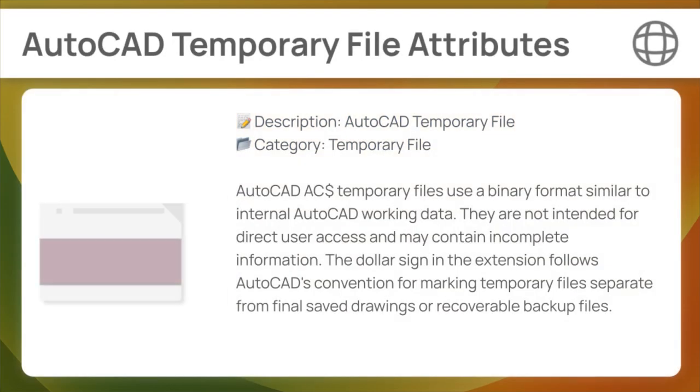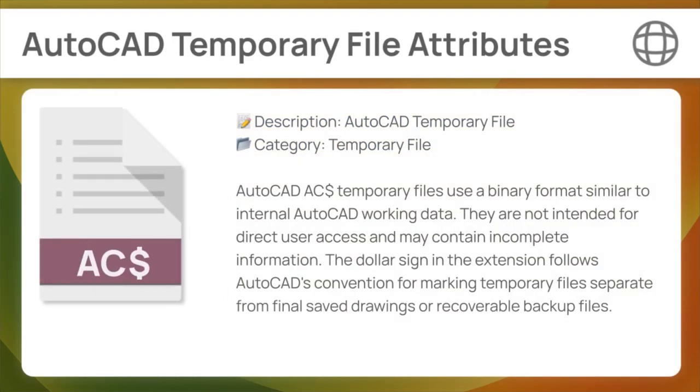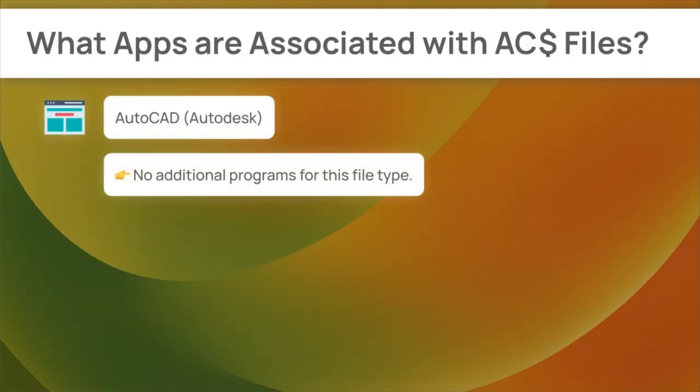AutoCAD ACLR temporary files use a binary format similar to internal AutoCAD working data. They are not intended for direct user access and may contain incomplete information. The $ sign in the extension follows AutoCAD's convention for marking temporary files separate from final saved drawings or recoverable backup files. Autodesk endorses AutoCAD as the main tool for handling ACLR files.